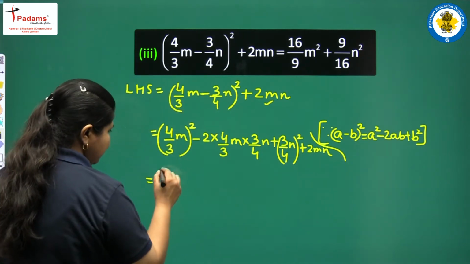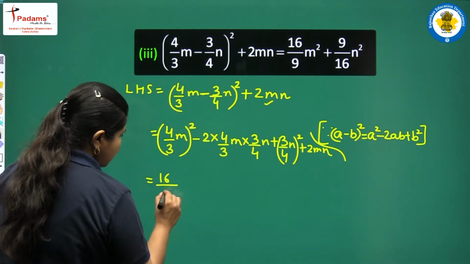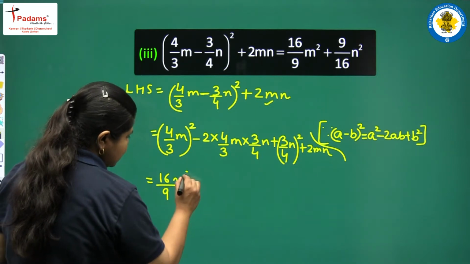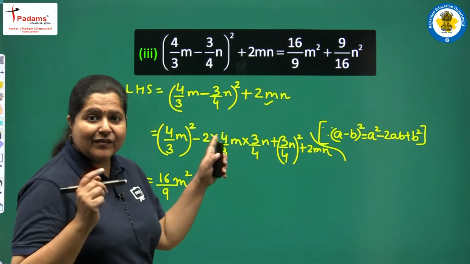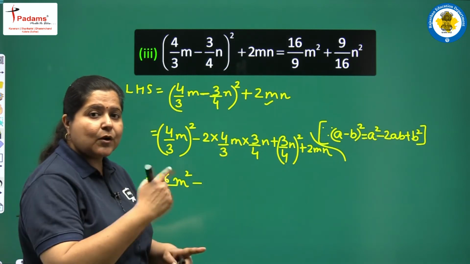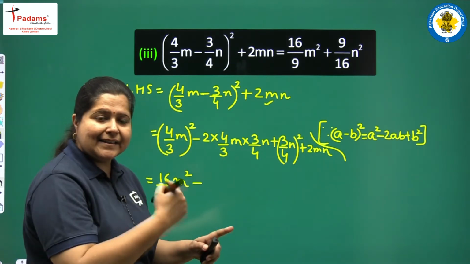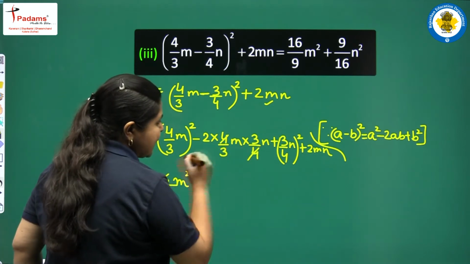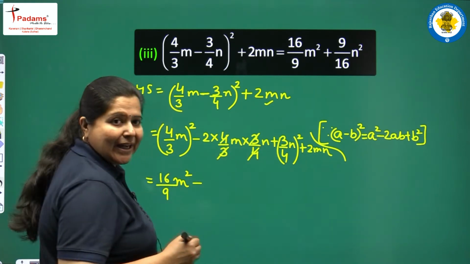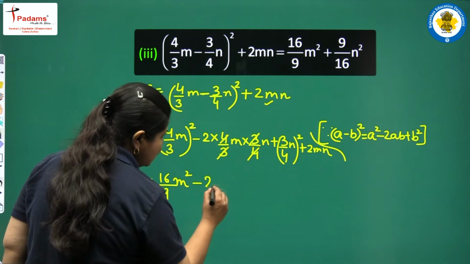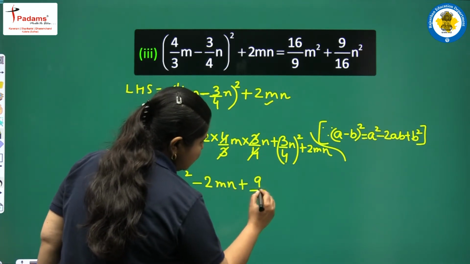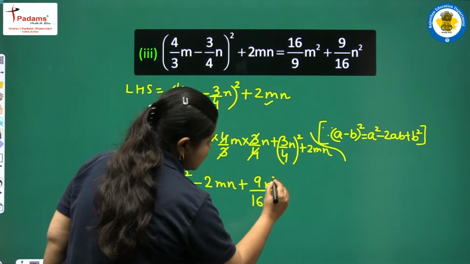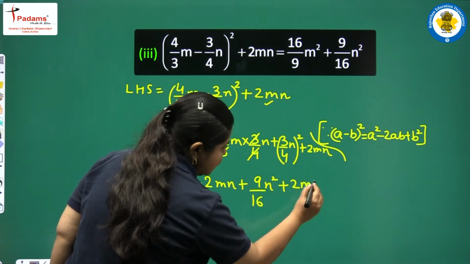Now simplify. 4 square is 16 upon 9m square minus here you can see we have a multiply sign in between. We can easily cancel the terms or the numbers in the numerator and the denominator. ये 4 से 4 cancel हो रहा है, 3 से 3 cancel हो रहा है, और क्या बच गया? minus 2mn, और यहाँ से 3 square is 9, 4 square is 16 and n square plus 2mn.